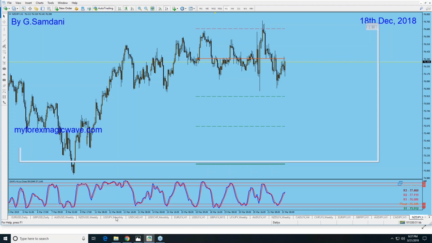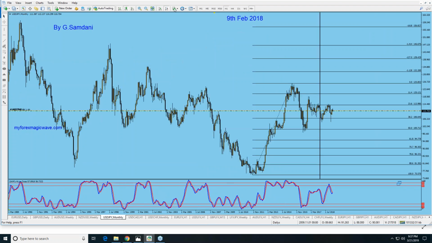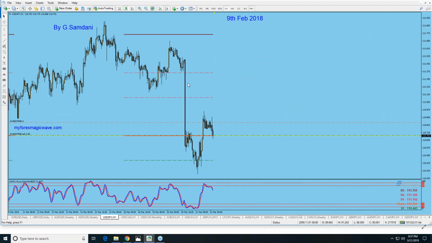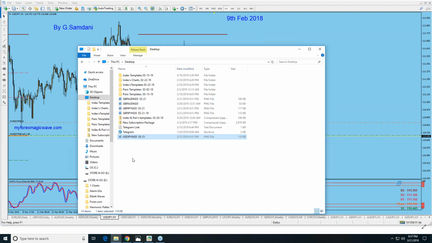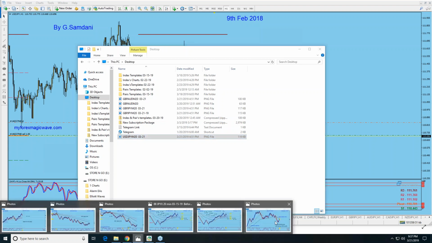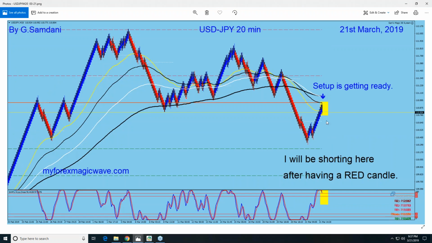I have a monthly chart here. Maybe I can just switch to 1 hour and show you how USD yen came down, right? And I still have a pending order here, and I think it just got filled. I put a pending order, and it just got filled. Let's see what happened. It was a nice 20-minute setup. Let me show you how the setup was and how it looks. It looks like this, and it just got filled.